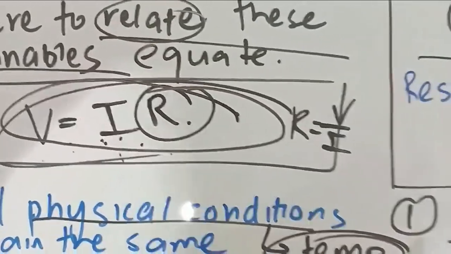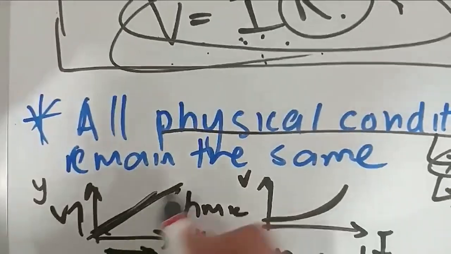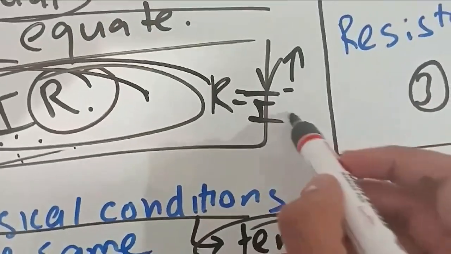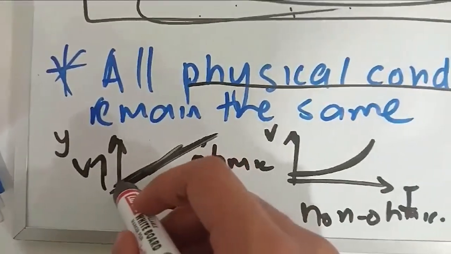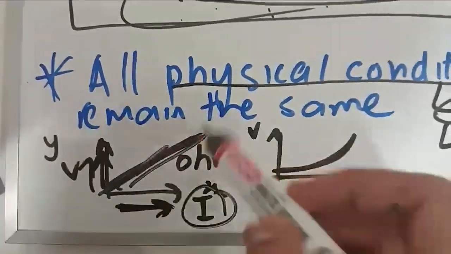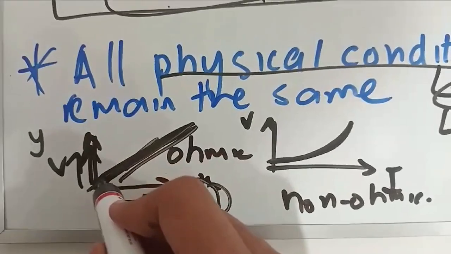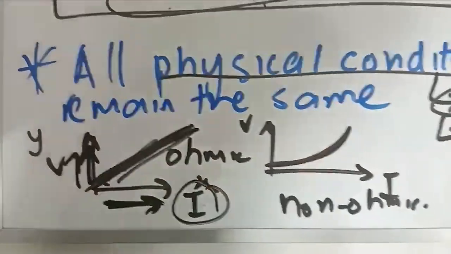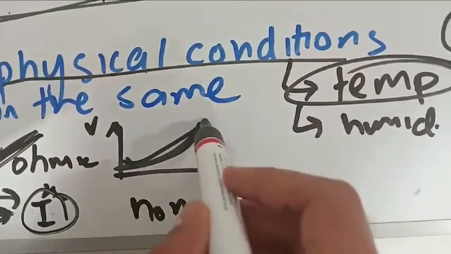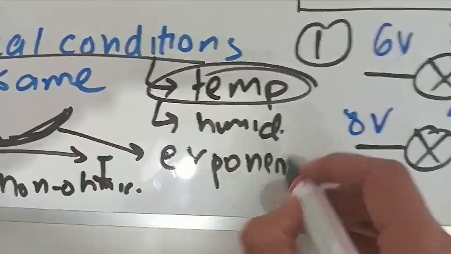And so, in this case, if we were to calculate the gradient of this graph, voltage would have to be the rise and the current would have to be the run. And that is why voltage is on the rise side and current is on the run side. Because whatever this line is, that is our resistance. The gradient of this line is our resistance. And so, since the gradient is a straight line, we know that the resistance in an ohmic conductor remains the same. But the resistance for a non-ohmic conductor increases exponentially. So we can mark this as exponential increase.